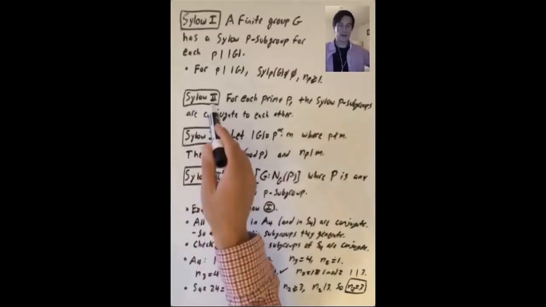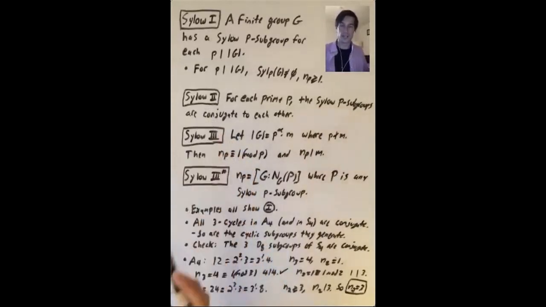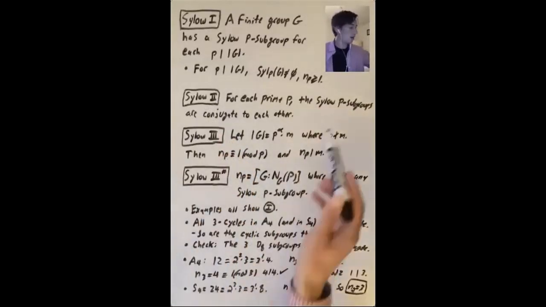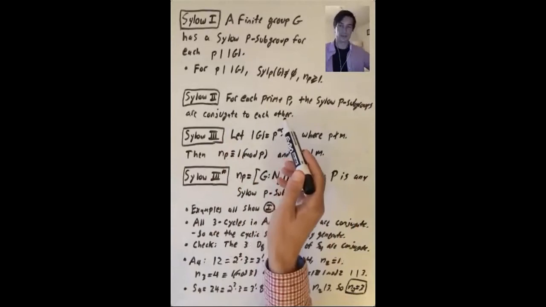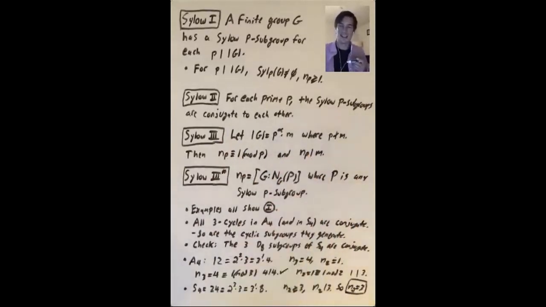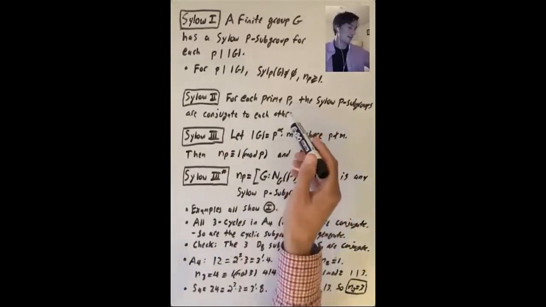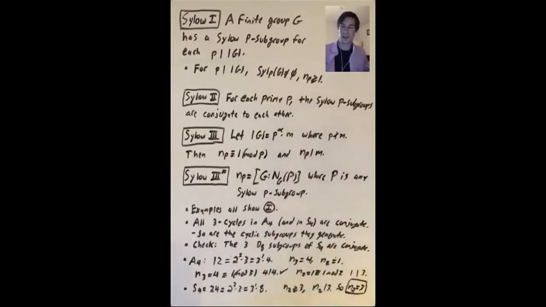The second part says how these Sylow p subgroups all relate to each other. They are all conjugate to each other. In the previous lecture, we saw that conjugate subgroups are isomorphic. So they are conjugates, they are isomorphic. These Sylow p subgroups are very closely related.